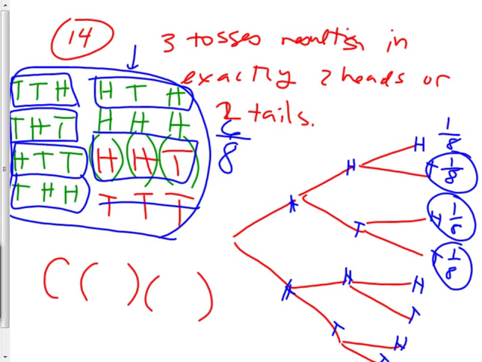Okay, so that's the fastest one, I think, which is: I'm going to do 3 tosses and I want 2 tails. And this is heads and this is tails.